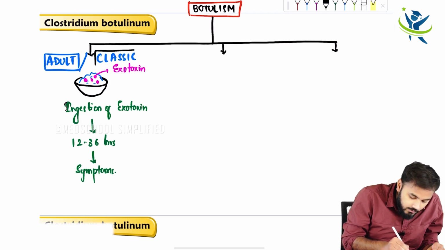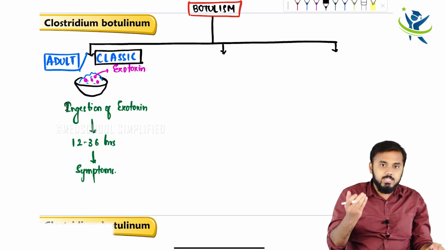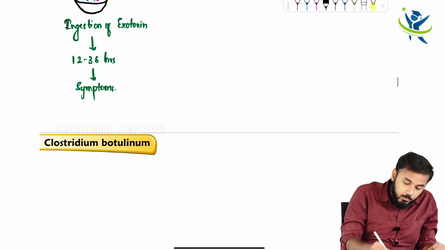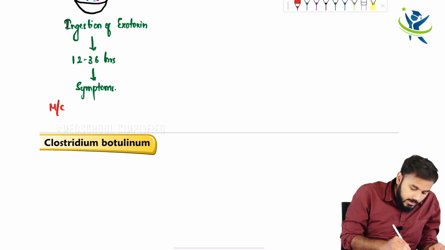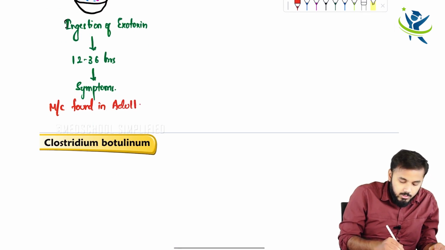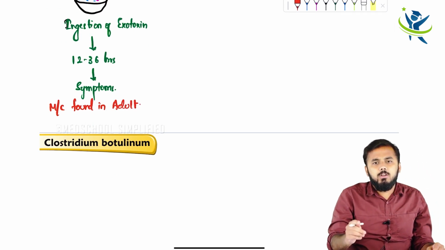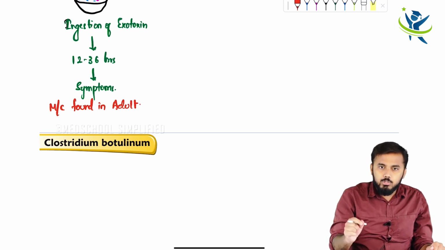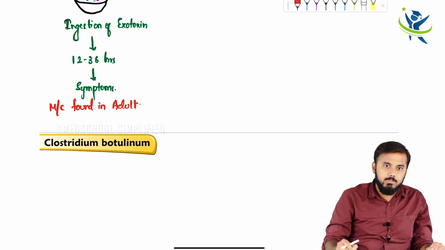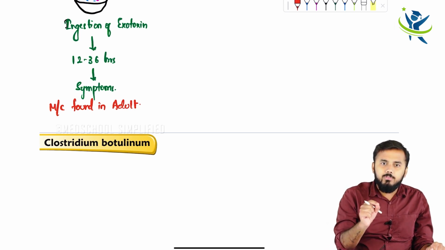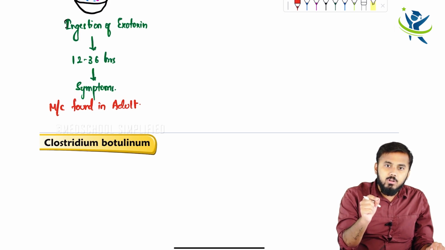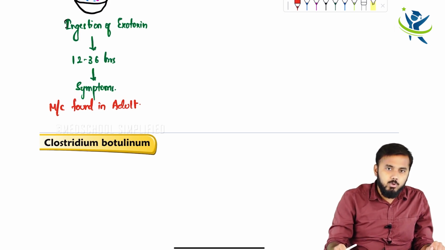Why do you call it the classic form of botulism? Because you are ingesting exotoxins. And why do you call it the adult form of botulism? Because this type of botulism is most commonly found in adults. So if I ask you, what is the most common type of botulism seen in adults? It is classic botulism. What is the cause of classic botulism? Ingestion of exotoxin within the food causes classic botulism.